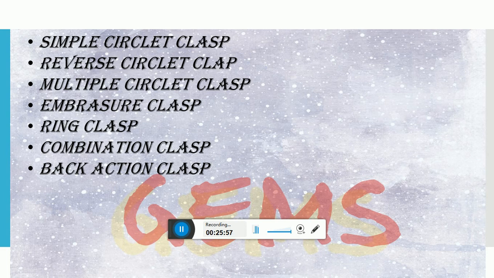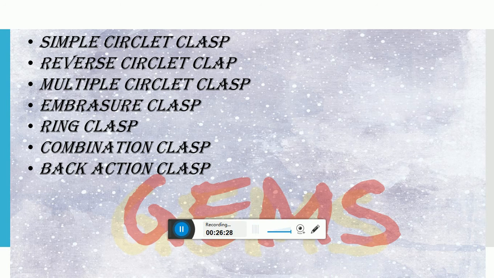Even fish hook clasp or hairpin reverse action clasp, that is also important. Fish hook clasp is used in the condition where the undercut is near the edentulous space, basically presence of a soft tissue undercut. We will see the images in the GEMS Plus group. So basically know something about all these things, not in detail, it is not required for you, but yeah, we should know.